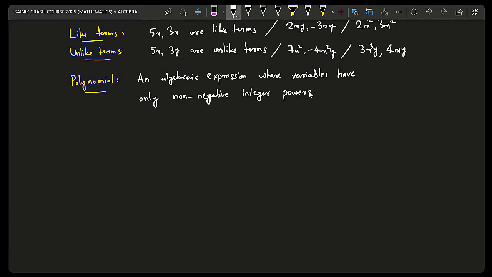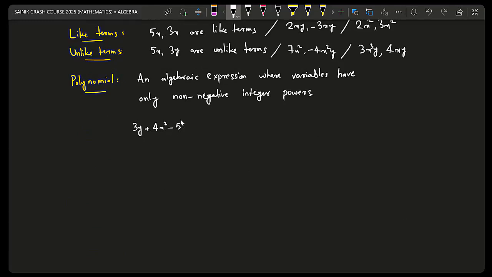Okay, what do you mean by this? We know non-negative integers. What are non-negative integers? Other than negative integers, the remaining all are called non-negative integers. So 0, 1, 2, 3, 4, etc. But negative integers are not accepted in this. Okay. Let's take for example 3y plus 4x square minus 5. Is this a polynomial or not?